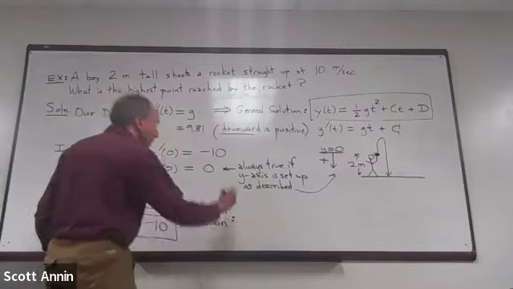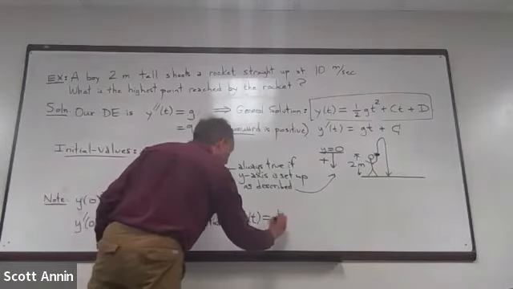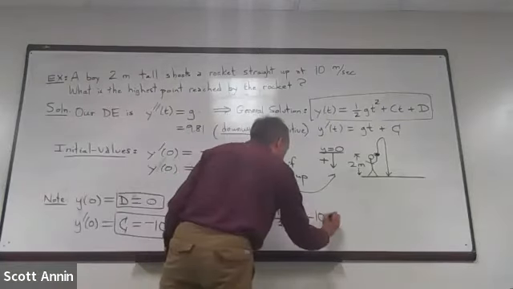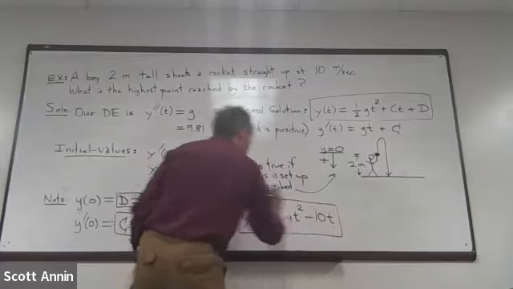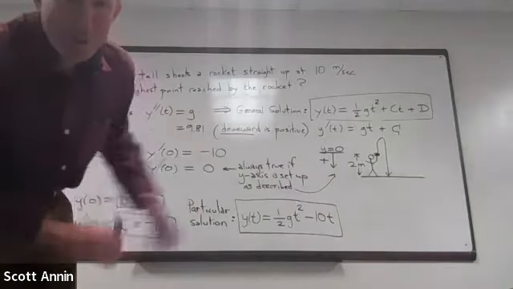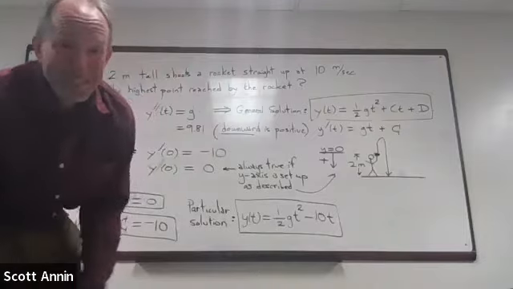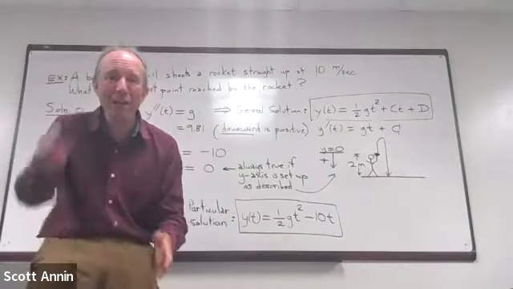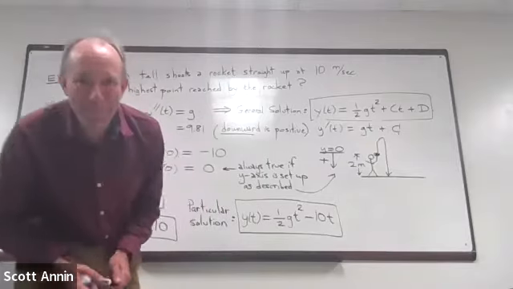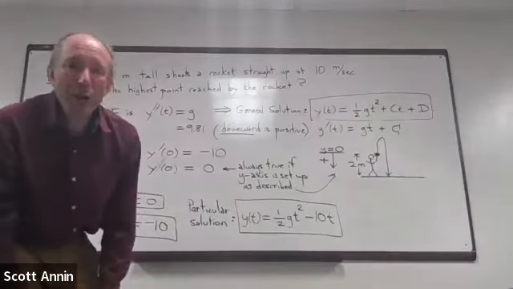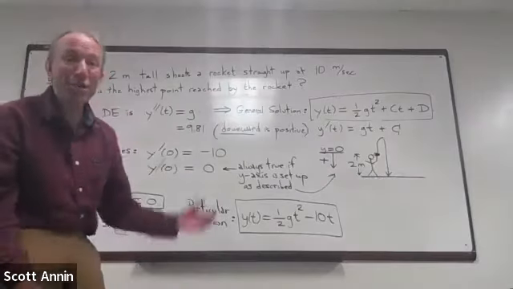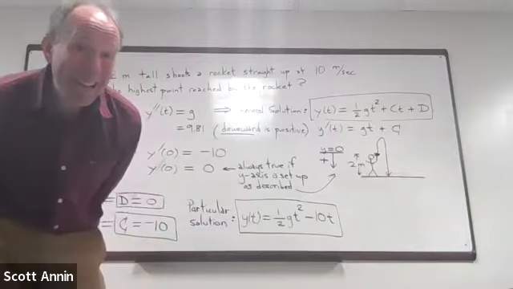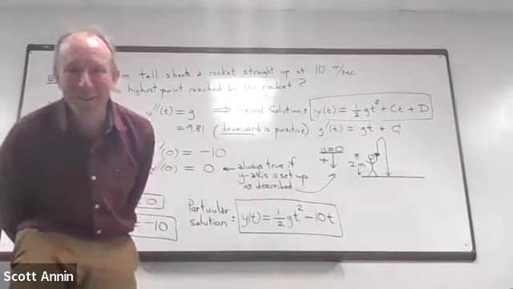Our particular solution is y of t equals 1/2 gt squared minus 10t. And there's no constant term because d was 0. So this is it. This is the one and only parabola that describes the motion of this rocket as it is launched into the air. So far, I haven't even addressed what the question is asking. I just wanted to figure out the particular solution here. Generally, if you've done that, you'll be able to solve everything else that you want, right?